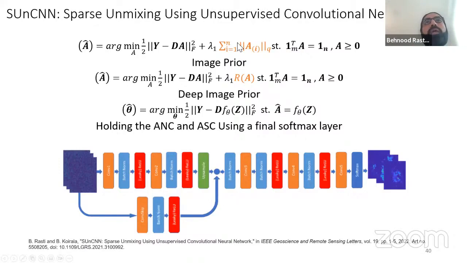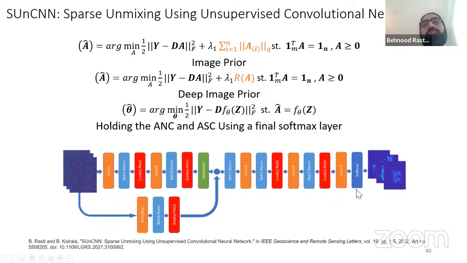The main idea is that, as we already discussed, choosing a sparsity promoting penalty is a big topic, and there's a big argument about what type of penalty is suitable to promote the sparsity. So you can substitute it with an image prior, and then we showed that using the concept of deep image prior, we can translate this problem to an optimization with respect to the parameters of the deep network, which is F, and this is the network that we used for estimating the abundances.